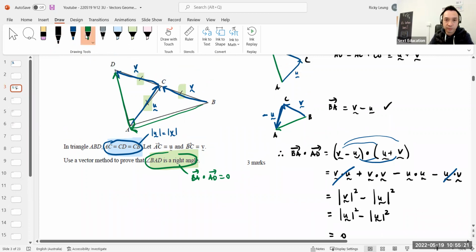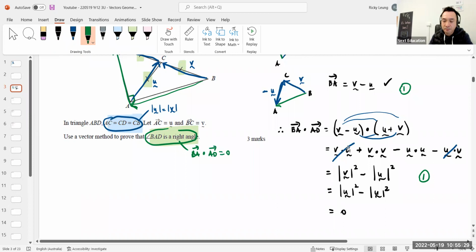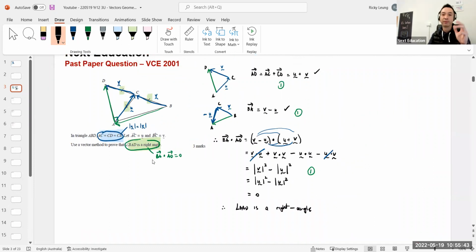1 mark for this bit, and potentially 1 mark for here, or maybe a half mark to the 2 top ones, and then 2 marks downstairs. But there you go. Once you prove that the dot product is 0, therefore, angle BAD is a right angle. Piece of cake. So, very straightforward from the VCE 2001.